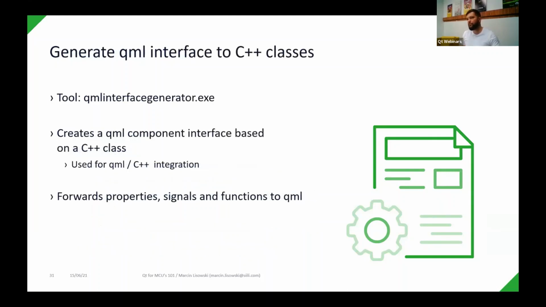And to generate QML interfaces to your C++ classes, you will use the QML interface generator tool that converts your headers to a QML representation, which is then used by other tools to properly understand the logic behind this and how to connect those things together. This tool forwards the properties, signals, and functions from your class to the QML. So this will mean you will be able to use a normal C++ function and run it from the QML code. And that's a pretty good feature. And the same goes for the members of the class that could be properties or signals.